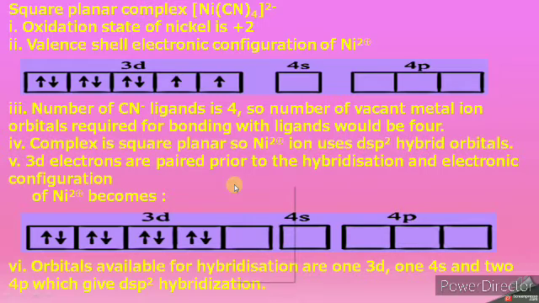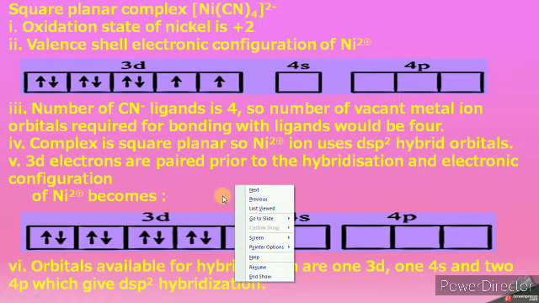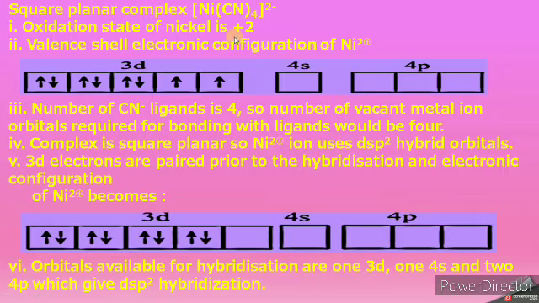So what is the oxidation state of nickel? X - 4 is equal to -2. So X becomes +2. So that is the oxidation state of nickel. When the nickel atom donates 2 electrons, it will give Ni2 plus. Those 2 electrons are donated from 4s. So the electronic configuration of Ni2 plus is argon 3d8 4s0 4p0. As the number of ligands, that is CN minus, is 4, the number of vacant metal ion orbitals required for bonding with these 4 CN minus ligands would be 4.